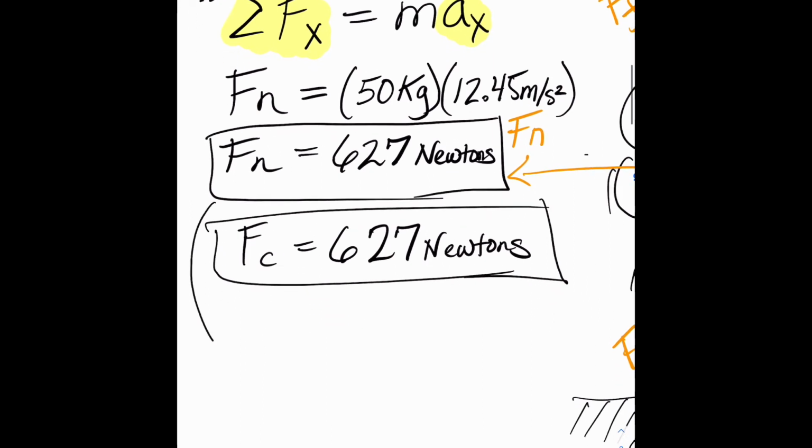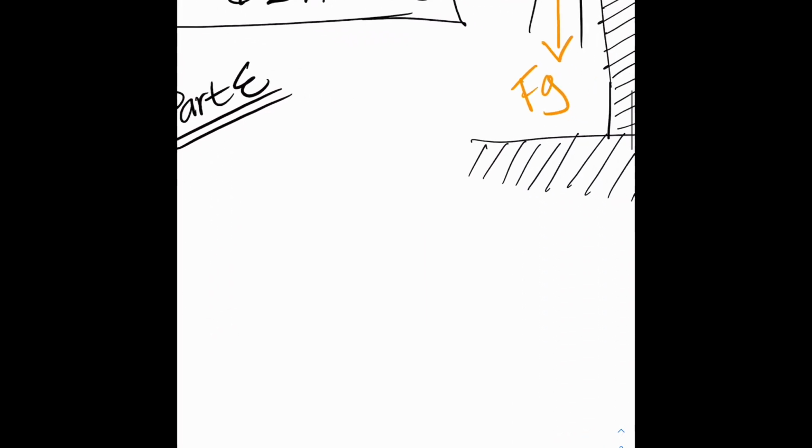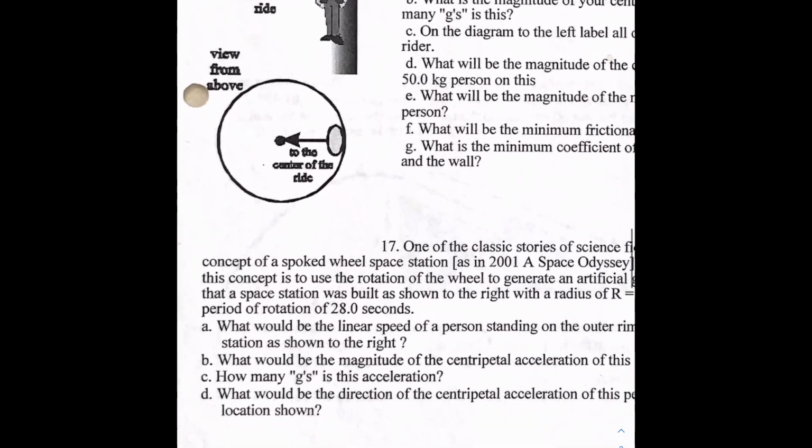Because the normal force is the centripetal force. So the 627 newtons is our answer for part E. Okay. Let's go ahead and go back down.